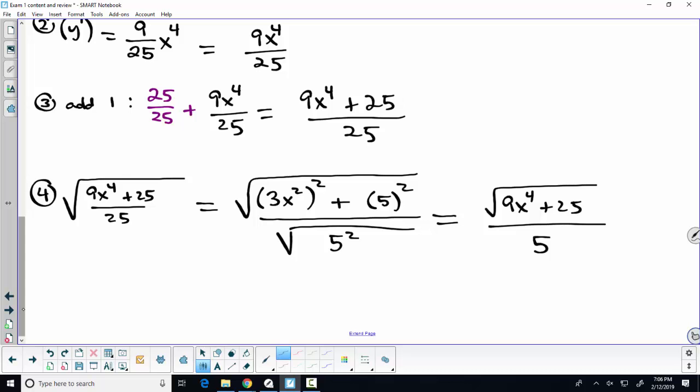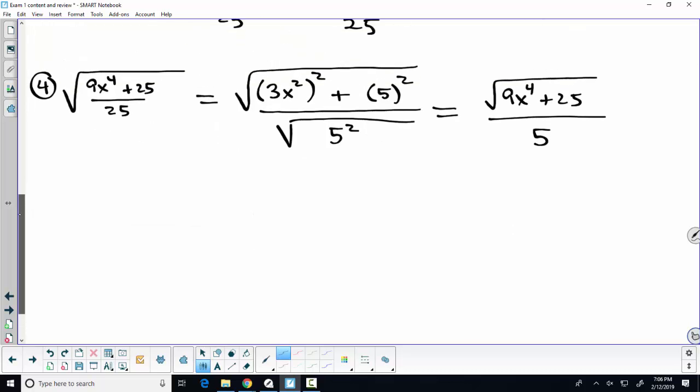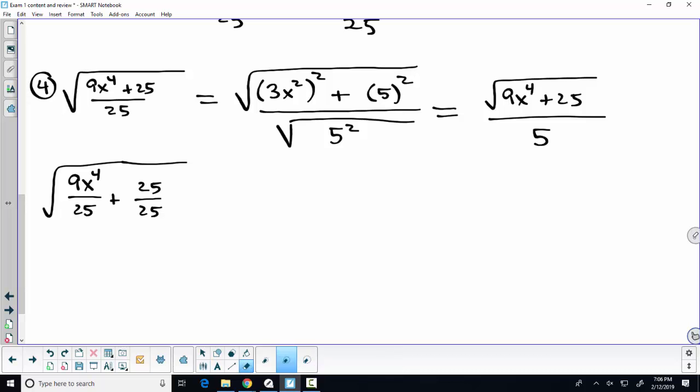So another way we could look at it, I don't know if it's helpful, is as 9x to the 4th over 25 plus 25 over 25, because then we could take the square root of this thing. No, I don't think that would help. Same position we're in over here.